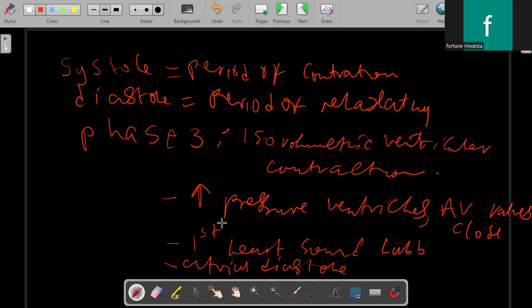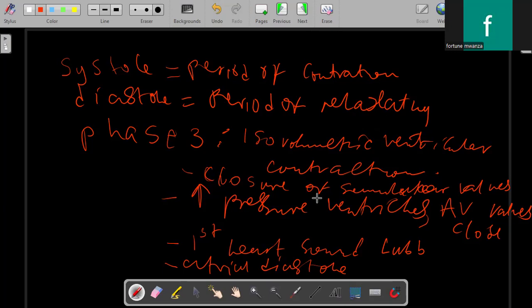So what else are we going to have here? There will be no blood flow as the semilunar valves are closed as well. You don't want your blood to leave the ventricles. So your semilunar valves are also closed, so that the blood will be just in the ventricles there. So there's also closure of semilunar valves.